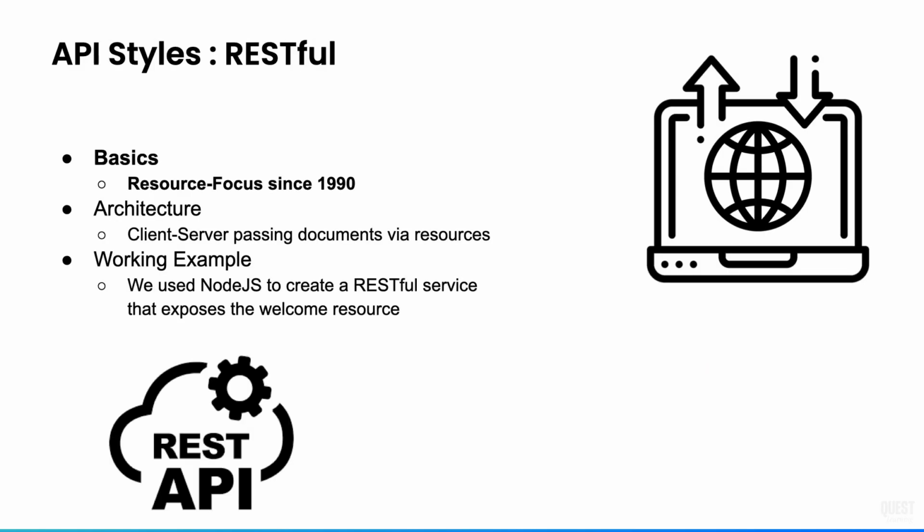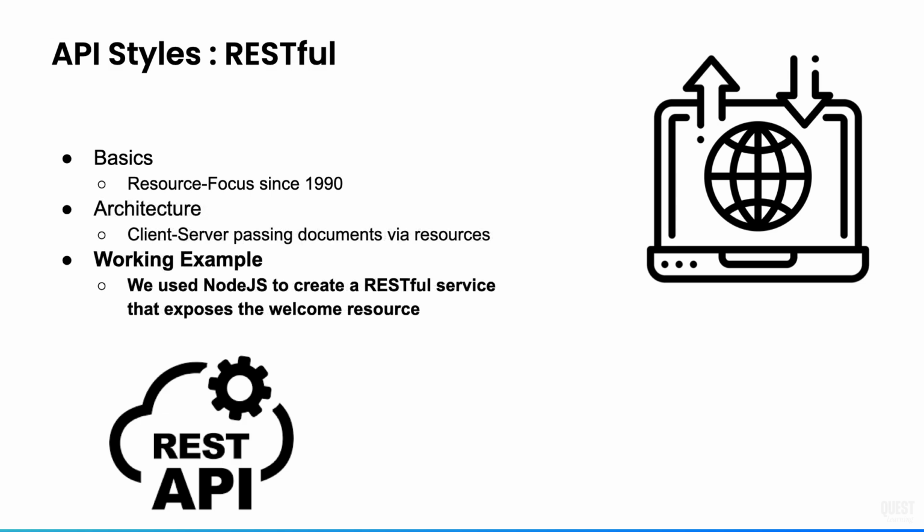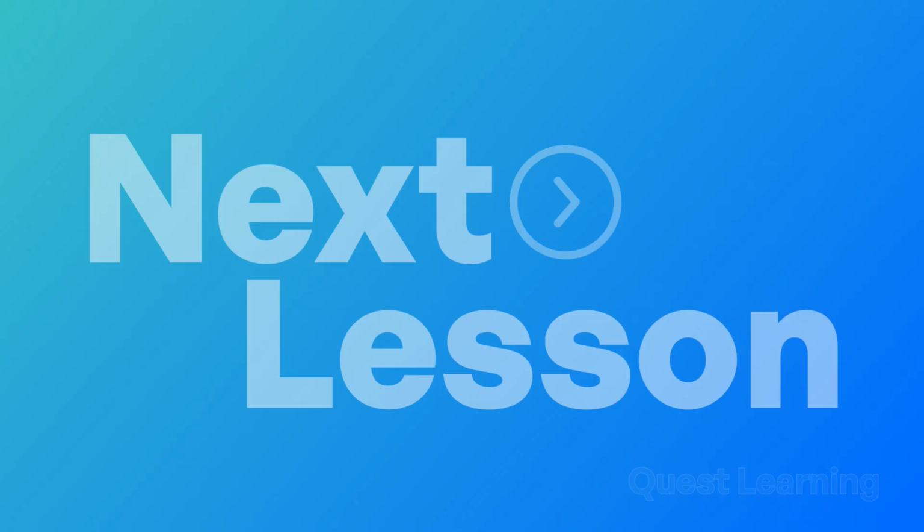All right, so let's review what we've seen in the working example. RESTful APIs are resource focused, and they've been that way since 1990. We've got quite a long history of understanding how RESTful APIs work. The architecture is client-server passing documents via resources. Resources are identified as URLs. Documents are identified as formats like XML, HTML, JSON, and so on and so forth. And we use Node.js to create a RESTful service that exposes the welcome resource to any client that wants to make its call. And that's a RESTful API.